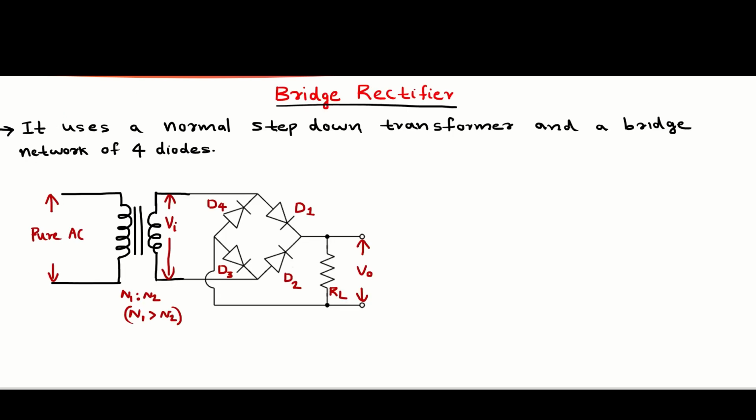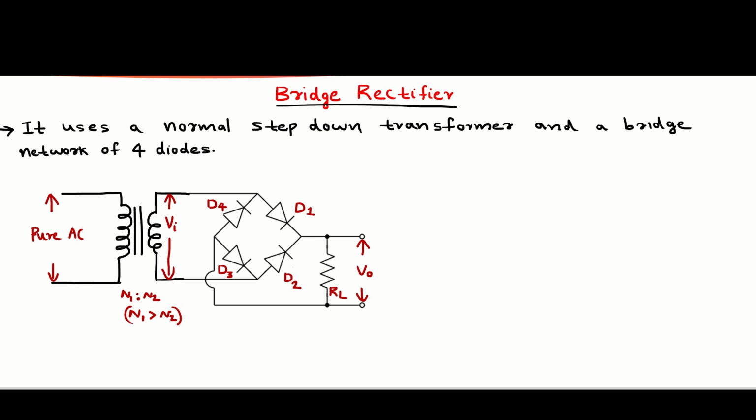Next we are going to see the second type of full wave rectifier, and it is the bridge rectifier. The diagram shown in this PPT is the circuit diagram of the bridge rectifier. It uses a normal step down transformer. In the center tapped full wave rectifier we use a center tapped transformer, but in the bridge rectifier we use a normal step down transformer and a bridge network of 4 diodes. The diodes are arranged in a bridge structure, which is why it is known as a bridge rectifier. Then RL is the load resistance.